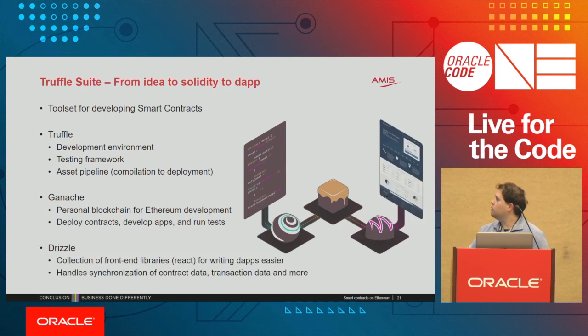Then the last one is Drizzle. I won't focus on that one because Drizzle is some nice UI components for React. So if you use React, you can use Drizzle because they have a lot of front-end libraries to handle the synchronization of data, transactions, and stuff like that. So it brings a lot to the table. But as I'm using Oracle Jet, I can't use those UI components out of the box, right?